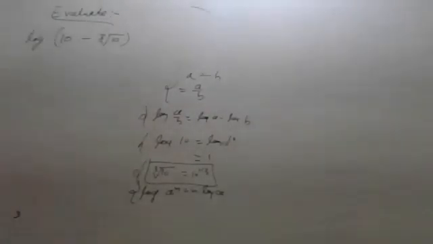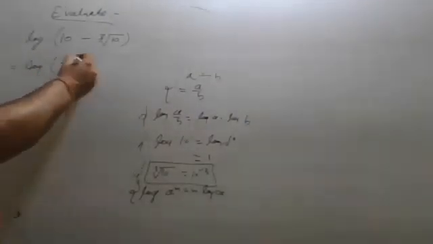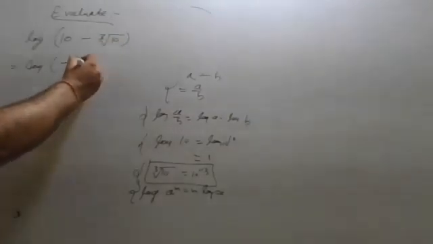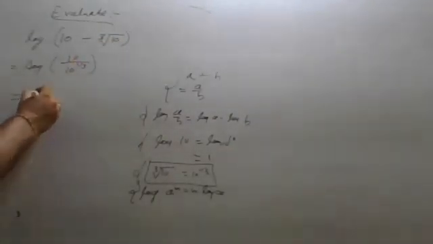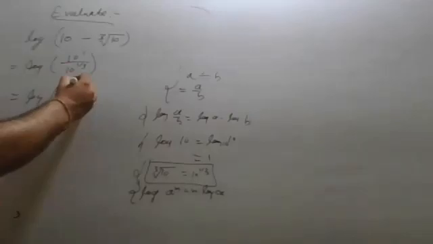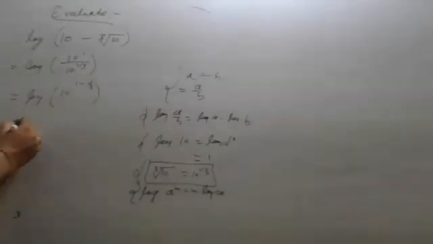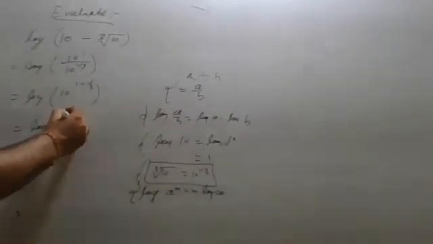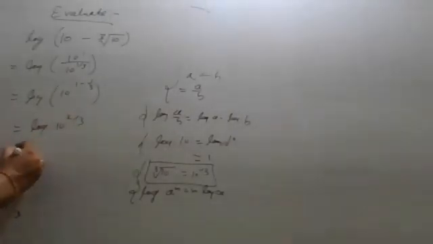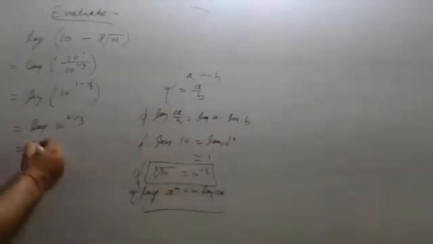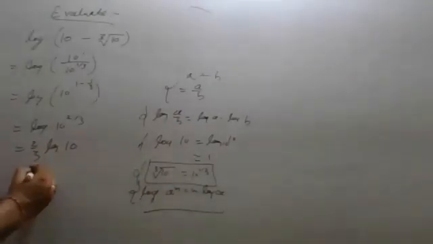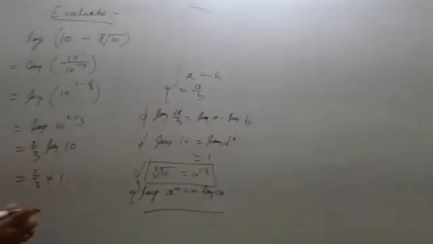Like, if you use the properties of index, log 10 upon this cube root of 10 is equal to 10 to the power 1 by 3. Then we know that in division powers are subtracted. So it is 10 to the power 1 minus 1 by 3, that is log 10 to the power 2 by 3. So again, if we use this formula, 2 by 3 into log 10, the value of log 10 is 1. So is it not 2 by 3?